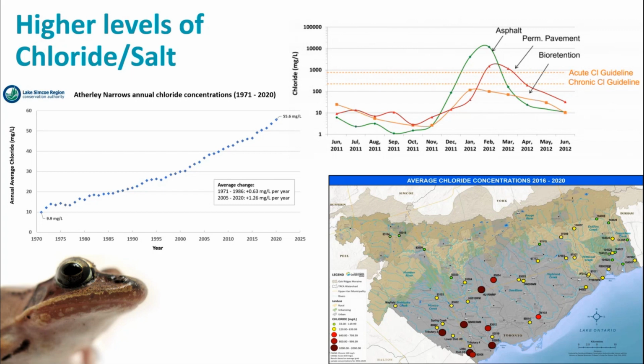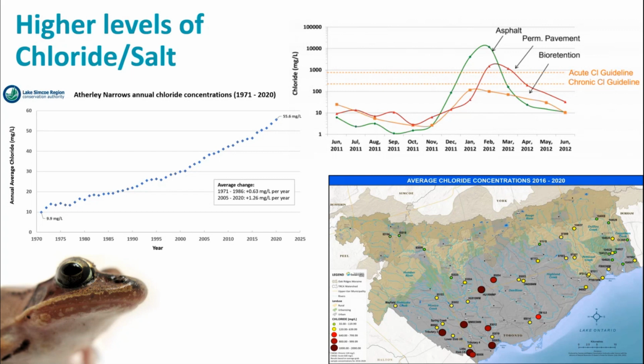Finally, in the bottom right, we have our watershed map here of TRCA with varied colored circles. And these circles actually depict the average chloride concentrations that were collected by our water sampling network. This was done between 2016 to 2020 through grab samples, meaning we grab samples of water simply with simple bottles that we can then get tested later.